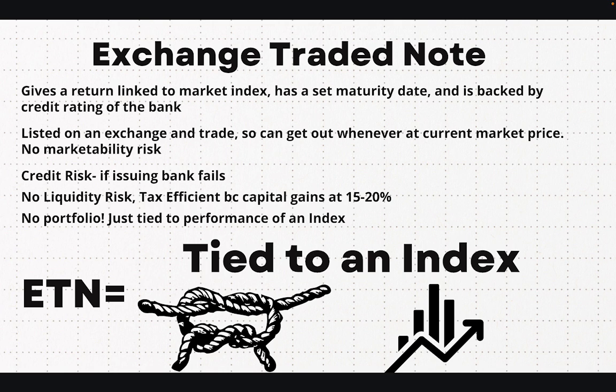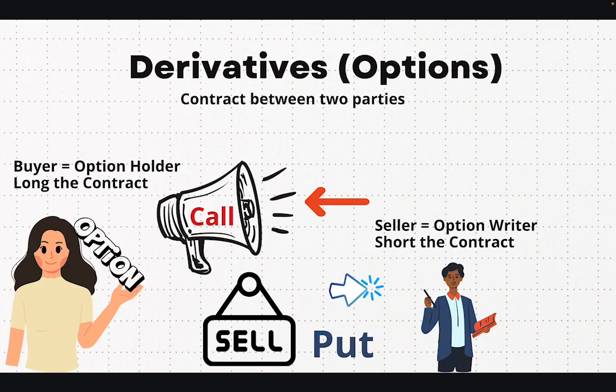Exchange traded notes. These give a return linked to a market index. They have a set maturity date. They're backed by the credit rating of the bank. They're listed on an exchange and they trade in the market, so you can get out whenever at the current market price. There's no marketability risk. There is credit risk if the issuing bank fails. There's no liquidity risk. They are tax efficient because capital gains are at 15 to 20%, 20% being max. No portfolio. They are just tied to the performance of an index.